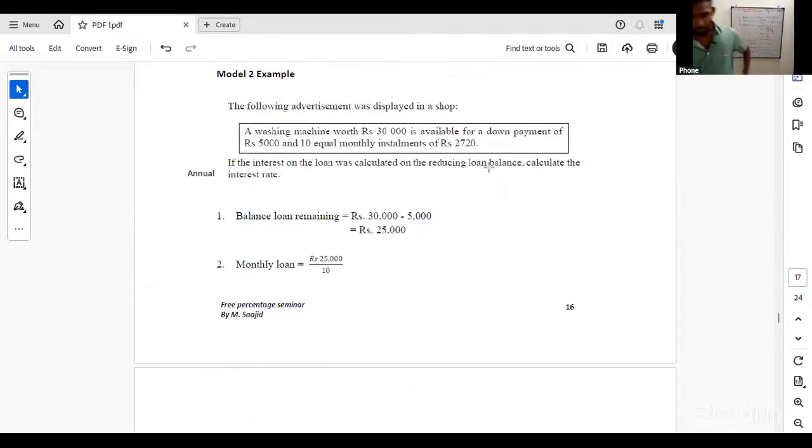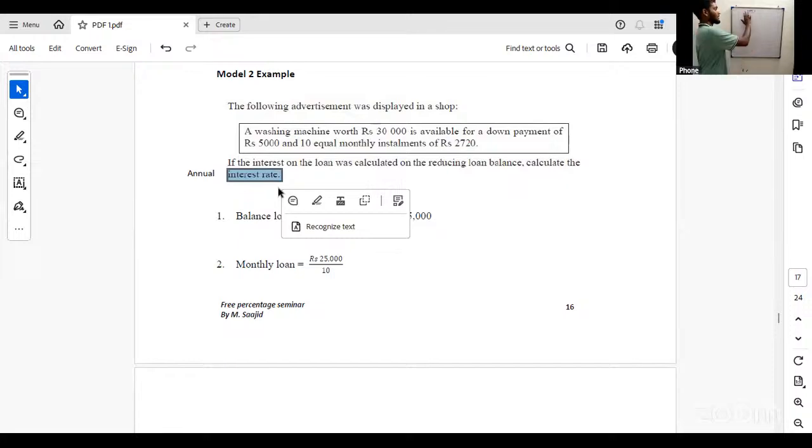Right. Second model example. Now let's go with the second model. Model 2. Look at the question. It says the following advertisement was displayed in a shop: a washing machine worth 30,000 is available for a down payment of 5,000 and 10 equal monthly installments of 2,720. If the interest on the loan was calculated on the reducing loan balance, calculate the interest rate. So you have to calculate the interest rate, so it belongs to the second model.